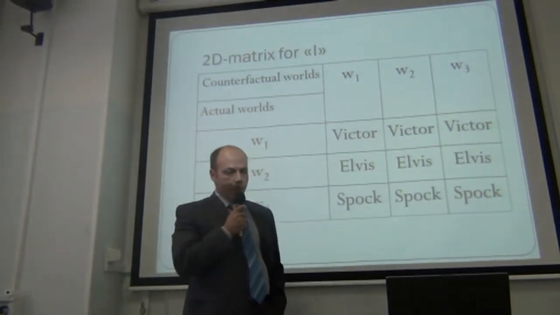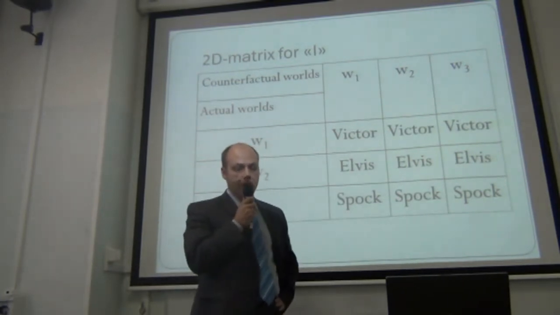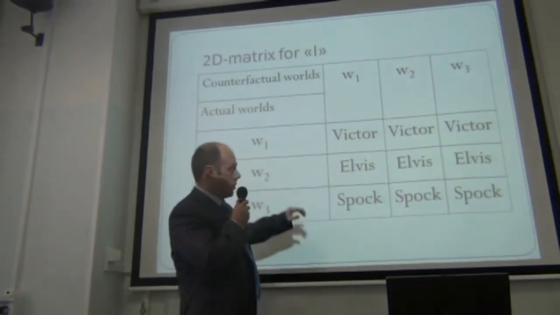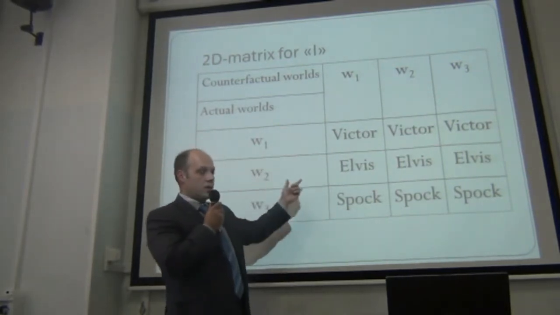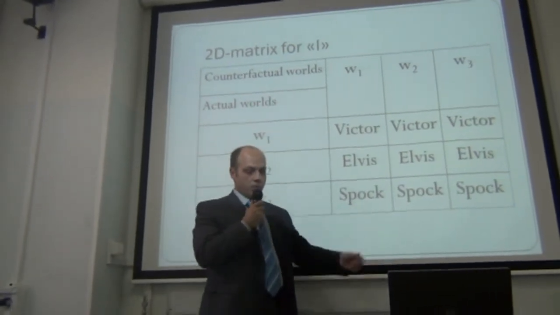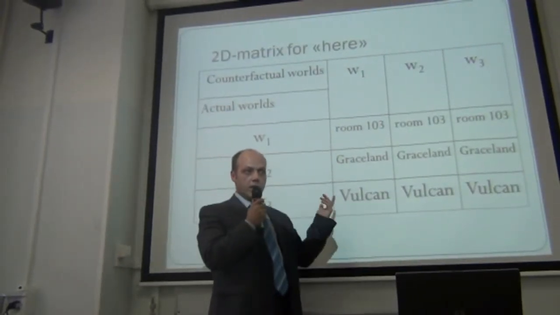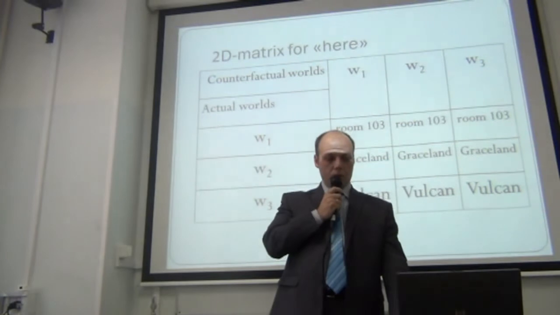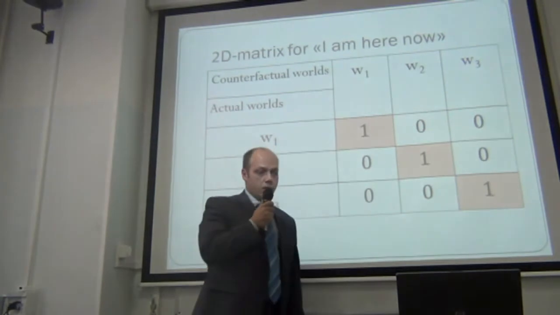And here, a different example. Let us consider the statement, I am here now. Here you can see the two-dimensional matrix for I. In the first world, I means Viktor Gorbatov. In the second world, I means Elvis Presley. And in the third world, I means Spock. Now you can see the two-dimensional matrix for here. Different locations in different worlds are the reference of this word.